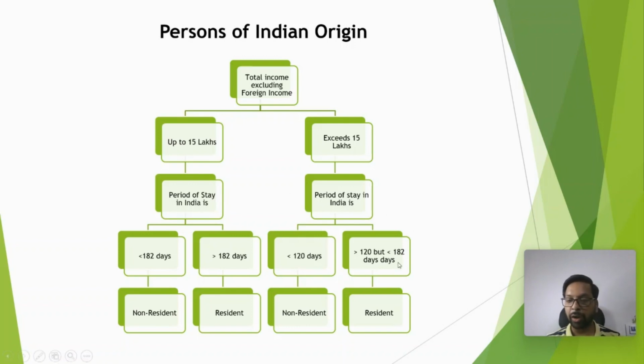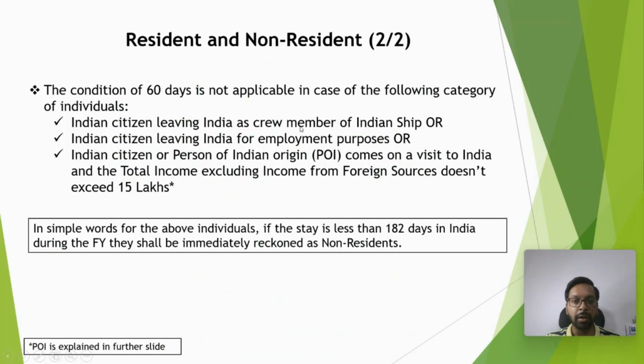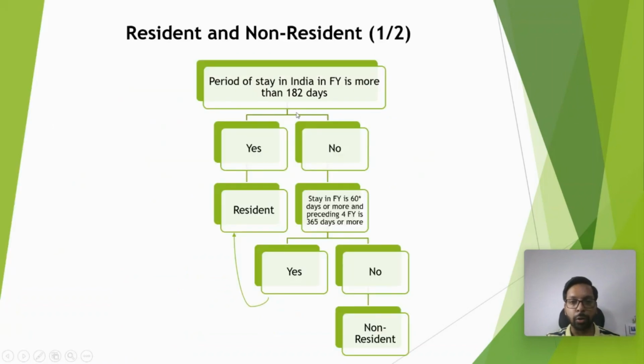However, in this case also, if it is more than 120 days, then you need not even look at the income. They will be directly termed as resident, as they will fall in the normal criteria of 182 days.